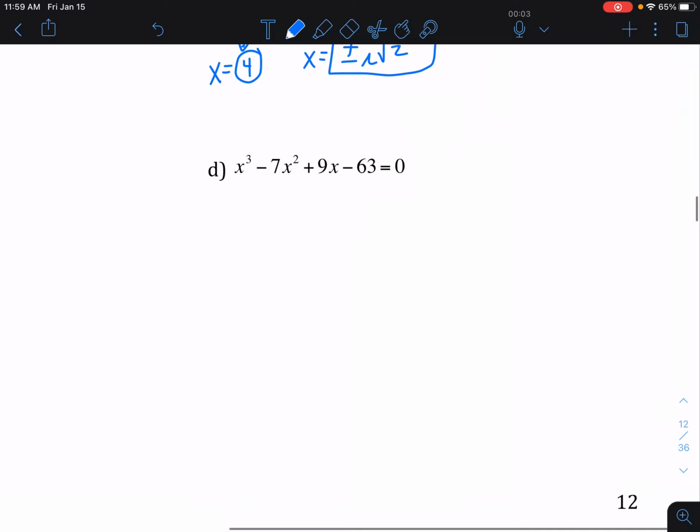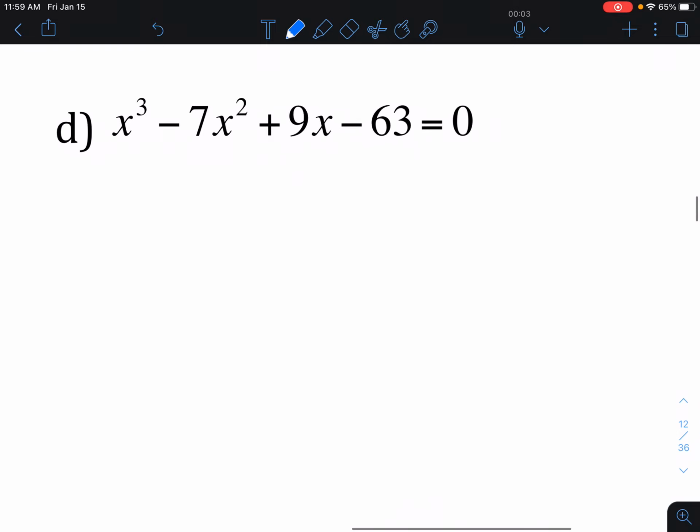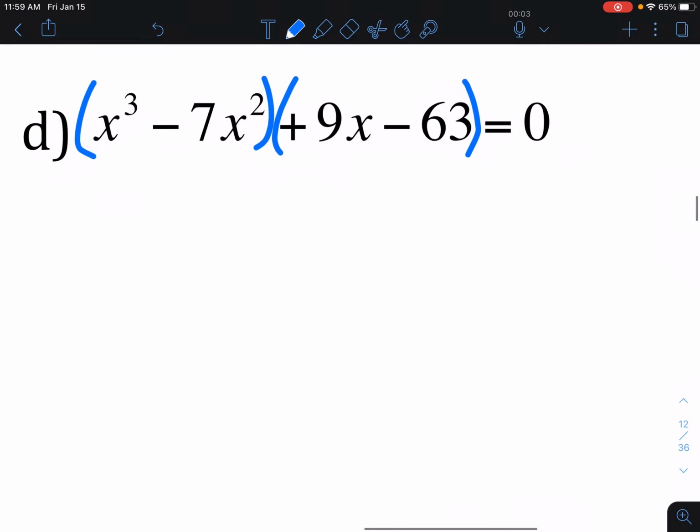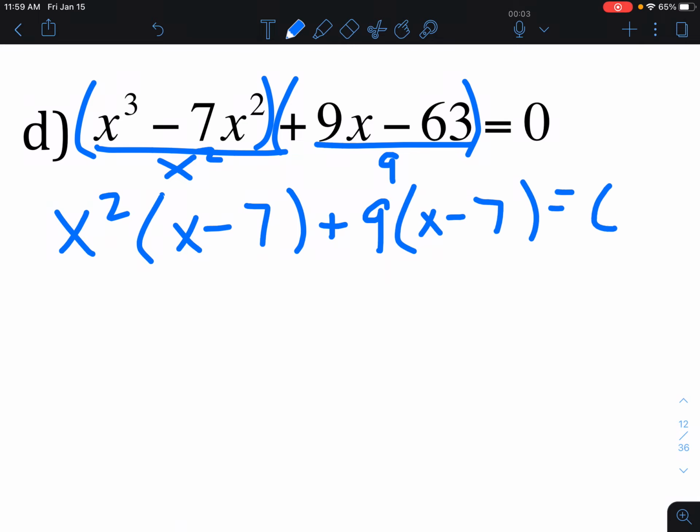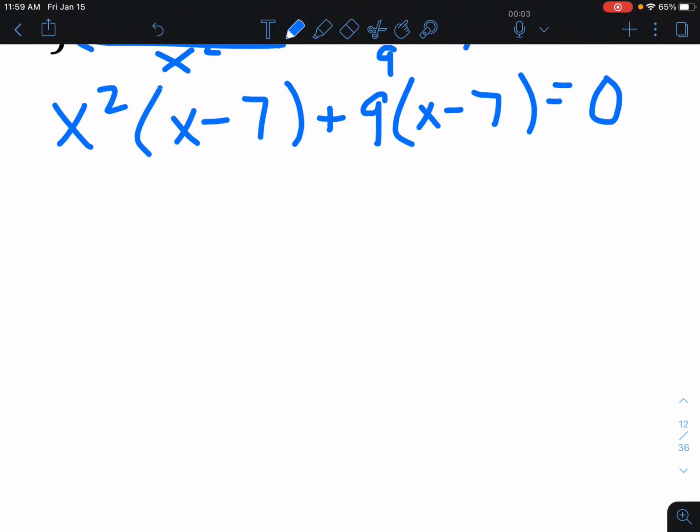And almost done. Last one. Factor by grouping. Put my groups. GCF of the first group is x squared. Divide by x squared to have x minus 7. GCF of the second one is 9. 9 goes into 63, so plus 9. Then divide by 9 to have x minus 7. And let's rearrange.